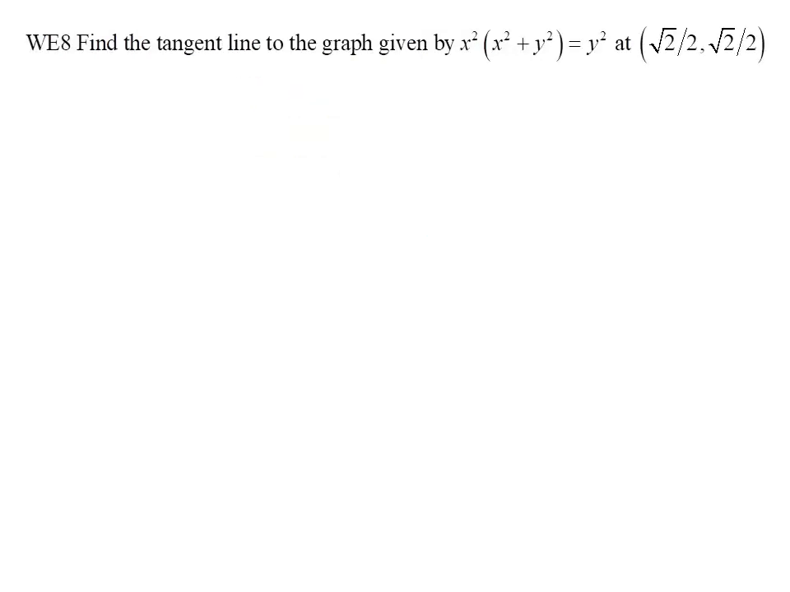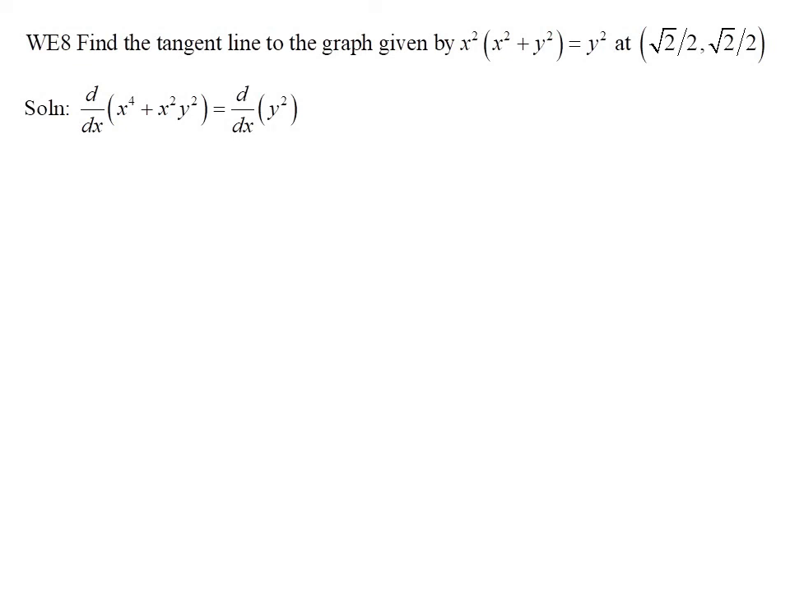The question in example 8 is to find the tangent line at the point (square root 2 over 2, square root 2 over 2). The function is shown in its implicit form, x squared times the sum of x squared and y squared equals y squared. We start to expand the left side of the equation and then differentiate each term on both sides of the equation with respect to x.